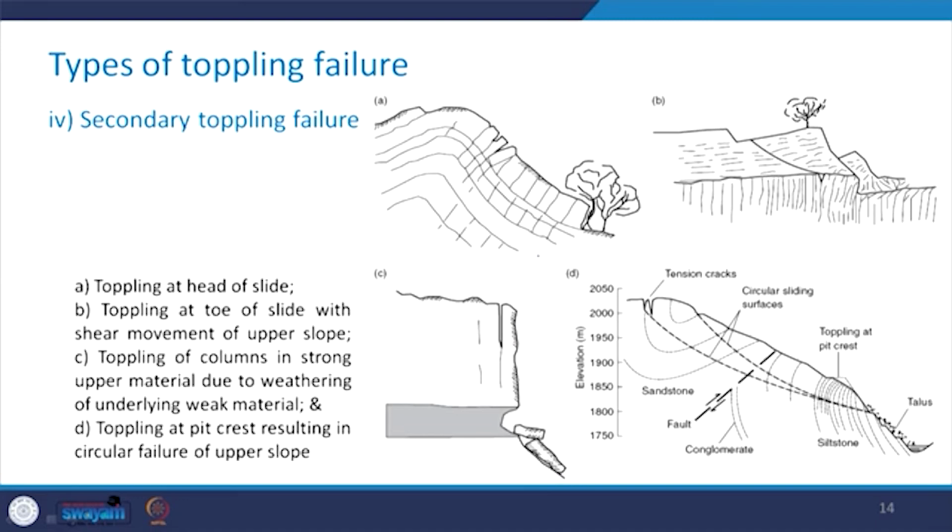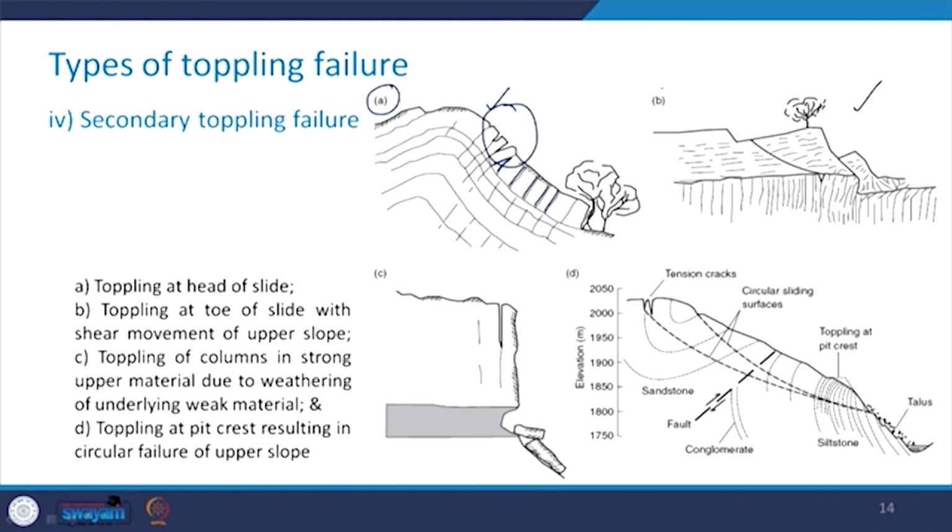There are a few secondary toppling failures which also take place. Some of these have been mentioned in this figure. This portion of the figure, which is part A, shows the toppling at the head of the slide. You can take a look that here you have the steeply dipping joints and the toppling is taking place at this location.